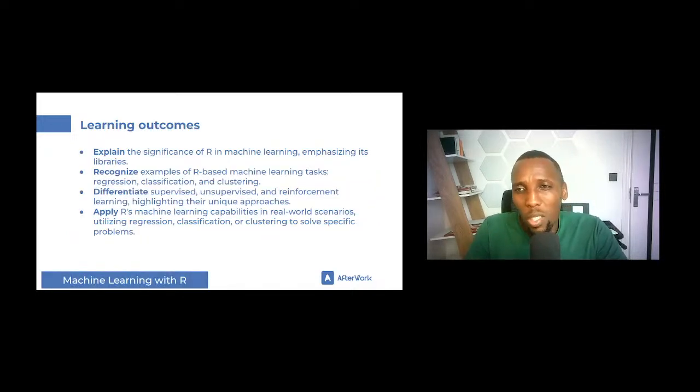By the end of today, we are expected to have achieved these learning outcomes. We should be able to explain the significance of R in machine learning, emphasizing its libraries. We should be able to recognize examples of R-based machine learning tasks, such as regression, classification, and clustering. We should also be able to differentiate supervised, unsupervised, and reinforcement learning, highlighting their unique approaches. These are the different categories that pertain to machine learning. And lastly, we should be able to apply R's machine learning capabilities in real-world scenarios, using regression, classification, and clustering techniques to solve specific problems.